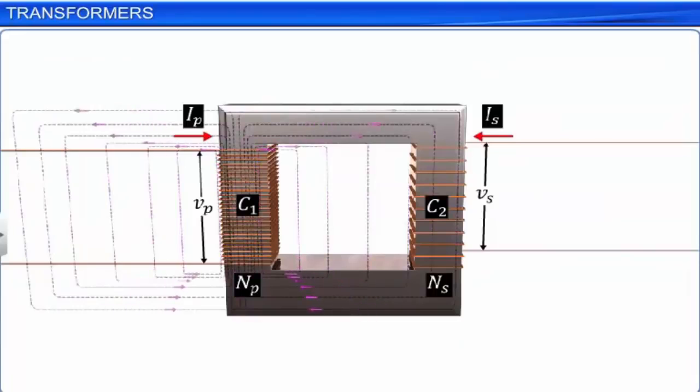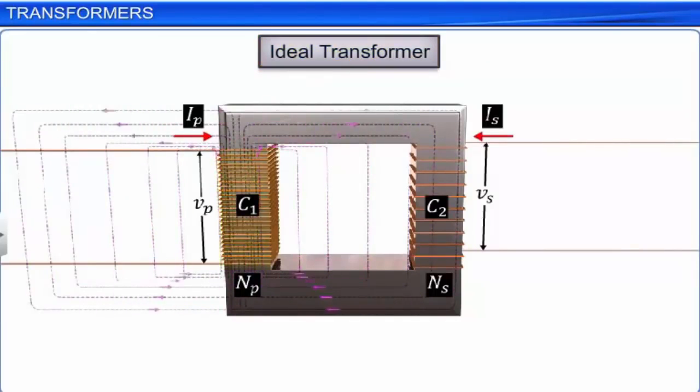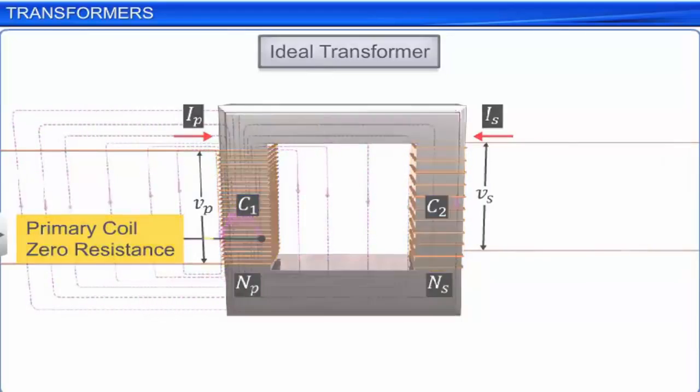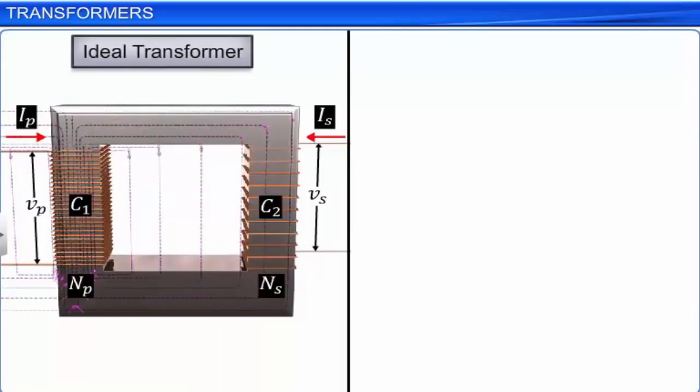Let us consider the case of an ideal transformer where the primary coil has negligible resistance and all the magnetic flux in the core links both the primary and the secondary windings. In such a case, the energy in the transformer and the core are zero. Then, due to mutual induction, the induced EMF or voltage in the secondary coil ES is directly proportional to the number of turns NS in it.